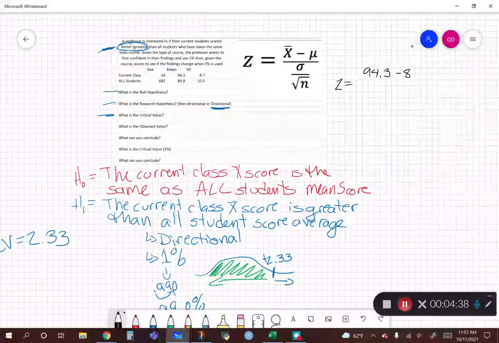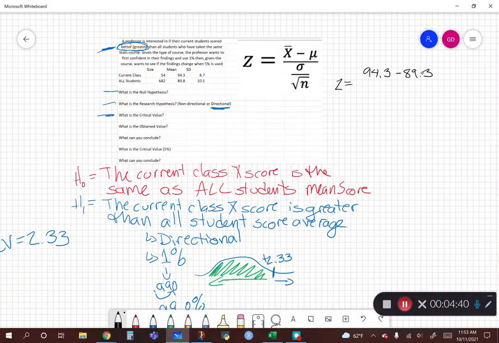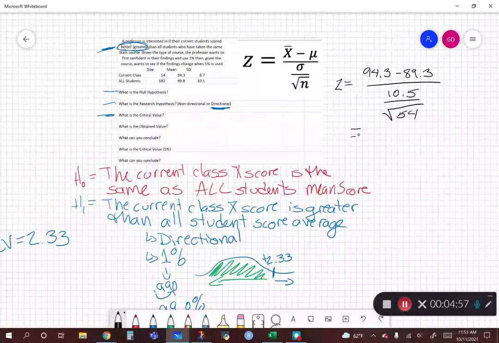Got too close to that, so let me move it a little. 3 over our standard error of the mean, which is our population standard deviation of 10.5, over our sample size, 54, and the square root of that. So again, I'm going to solve just the top part first. So I'm going to pull up my calculator that's off screen.